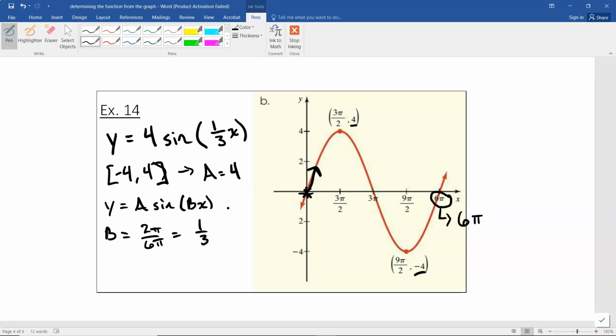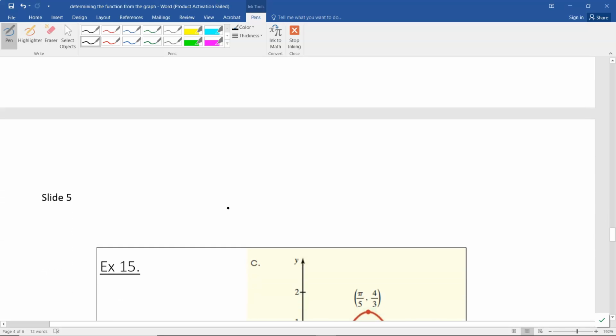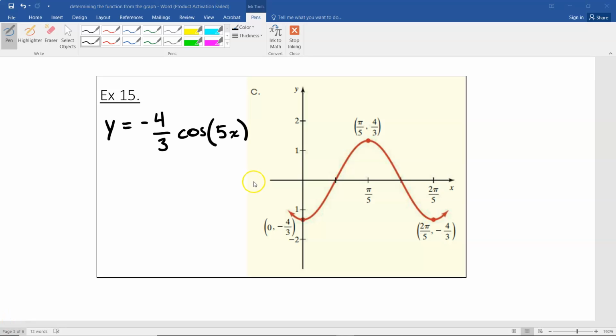So I'll leave you with one last example. And here it is. So go ahead, try to solve this, and I'll talk about the solution in a second. For this example, you should have found that y is equal to -4/3 cosine 5x.